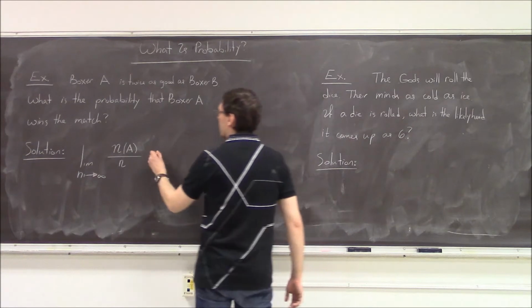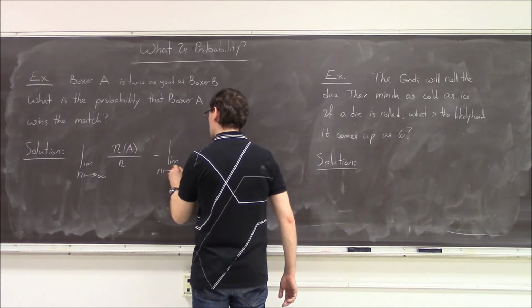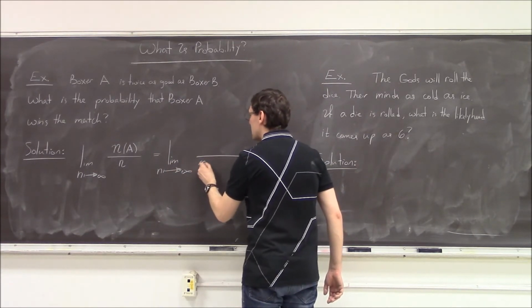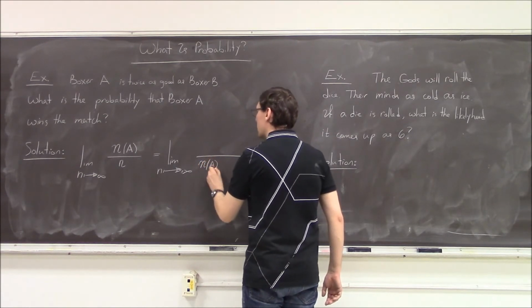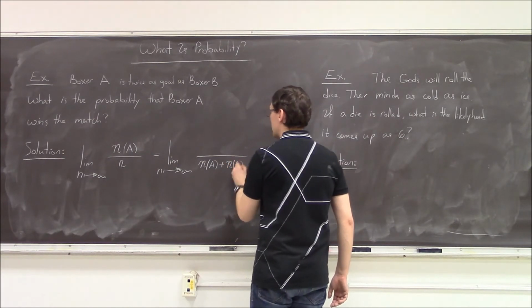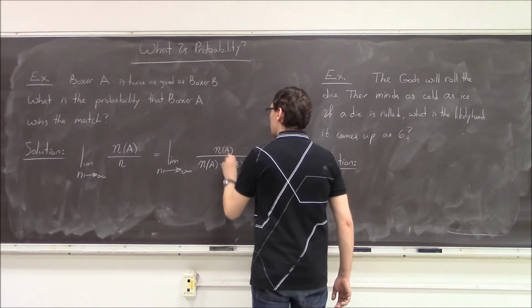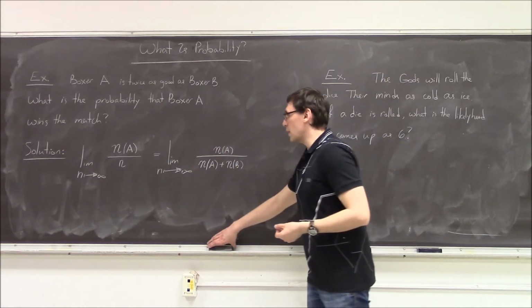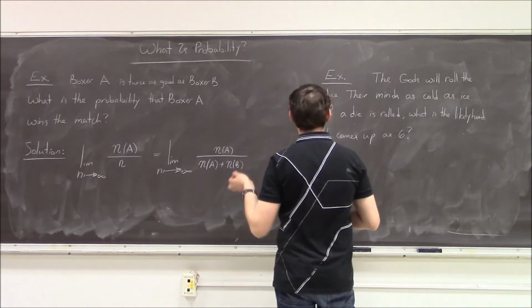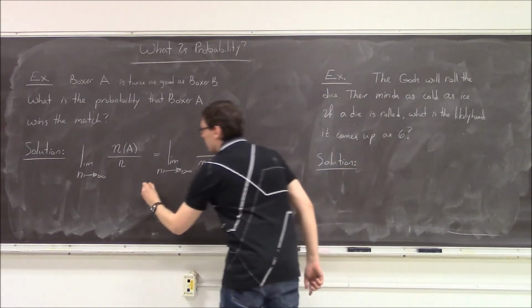How do I understand the situation? This is the limit as n goes to infinity, where the denominator is the number of times boxer A won the round plus the number of times boxer B won the round, and the numerator is the number of times that boxer A won the round. As the number of rounds goes to infinity, we expect this number to converge. We expect nature to show its preference. Now, what would that preference be?